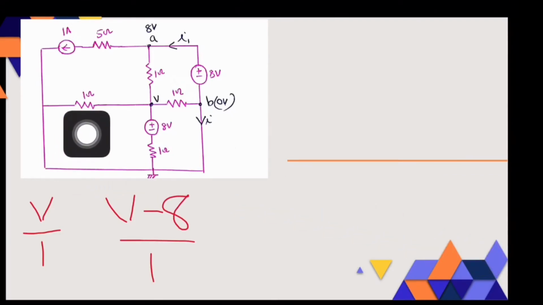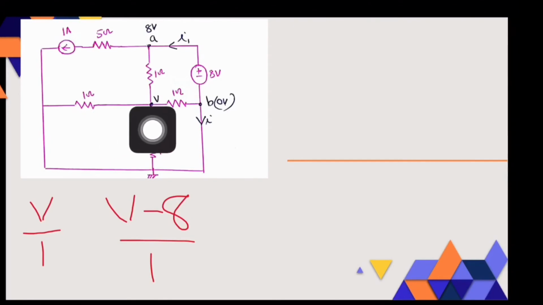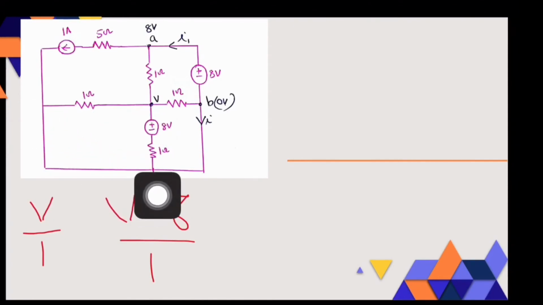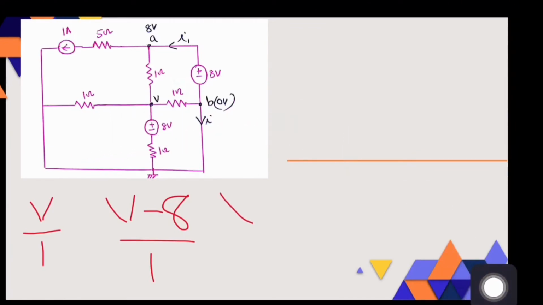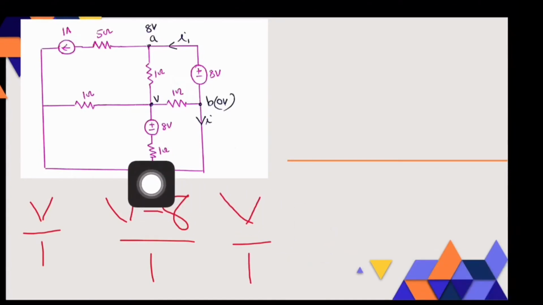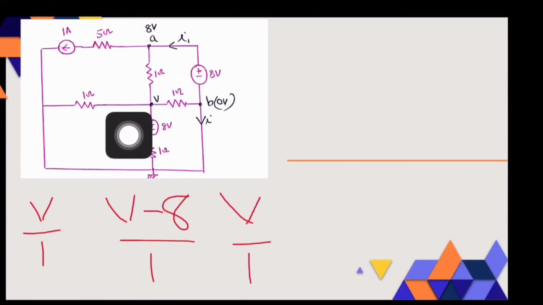Now you look at this 1 ohm resistor. One end of it is connected to node V and other end to reference node. Hence, the outgoing current through this 1 ohm at node V can be written as V by 1. Finally, the current through this 1 ohm, which can be mathematically expressed as (V minus 8) by 1.